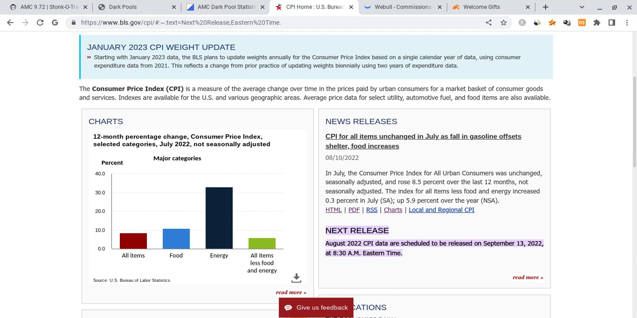Now, another thing I want to talk about for next week is for Ape and AMC, they are looking pretty good, but I'm a little bit cautious because we have CPI coming out. It's going to be coming out on Tuesday at 8:30 a.m. Eastern time, so before the market opens. It's going to happen on September 13th, once again, on Tuesday.